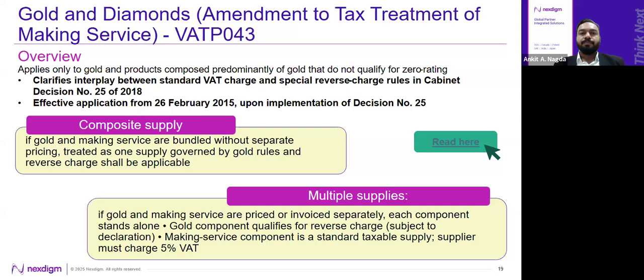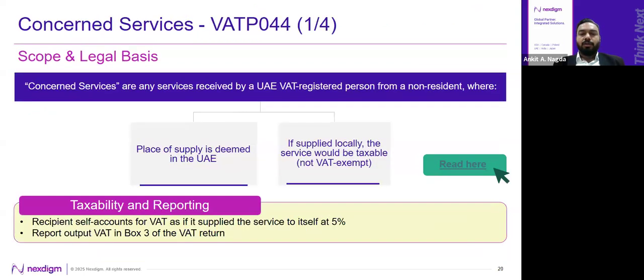So now coming to, I think, the most talked about or the most impactful public clarification, which has been released, I think, two weeks back, on the concerned services. While there was certain clarity earlier on how the transactions made with vendors located outside UAE have to be considered, now there is detailed clarity on within what time the payment has to be made and what process has to be followed in terms of documentation.